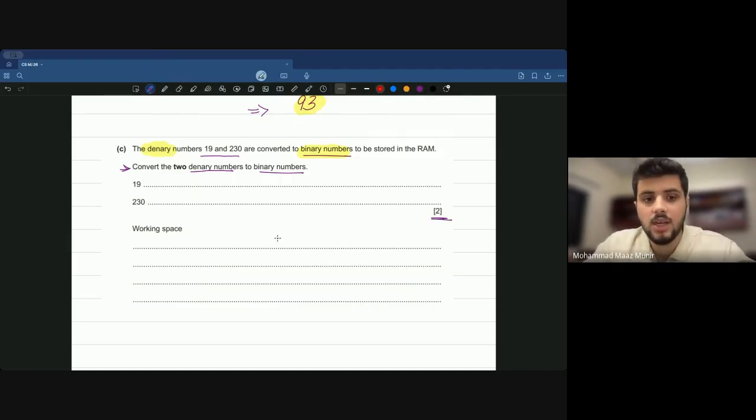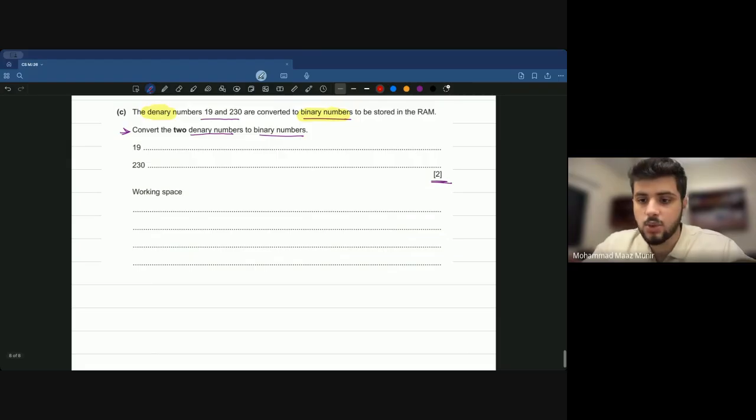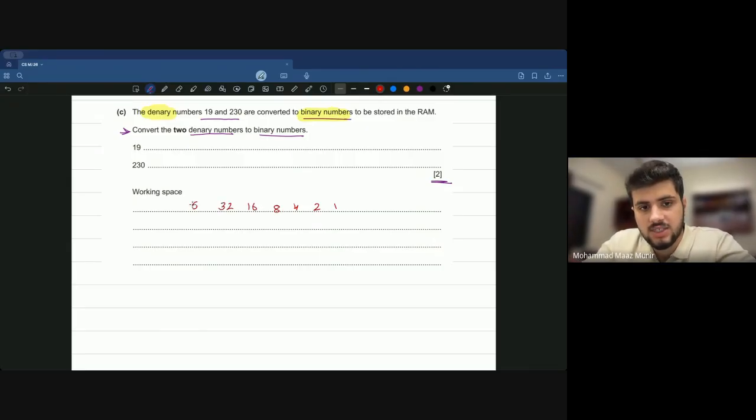Now how am I going to do it? We have a working space up here. In the working space we will first specify the values. Because I should give the answer in 8 bits, I write 1, 2, 4, 8, 16, 32, 64, 128, and now I just need to put ones beneath them to show that this is 19.